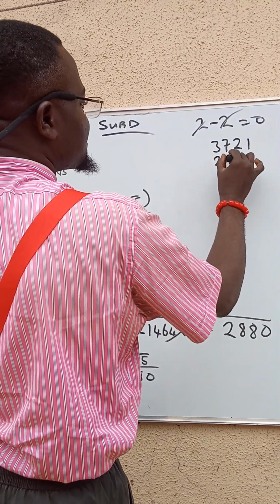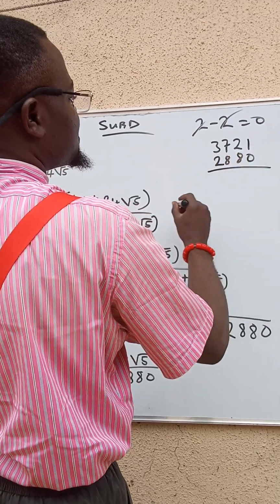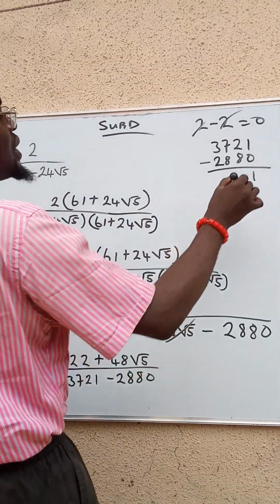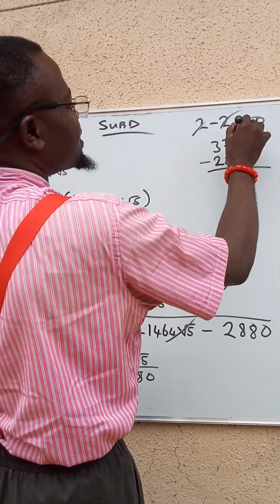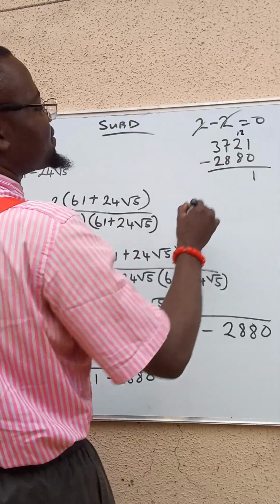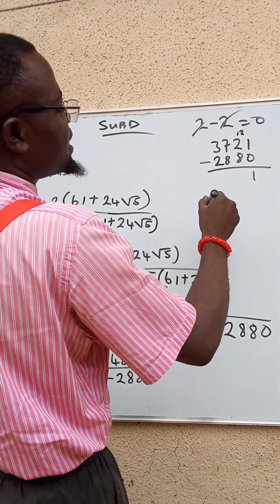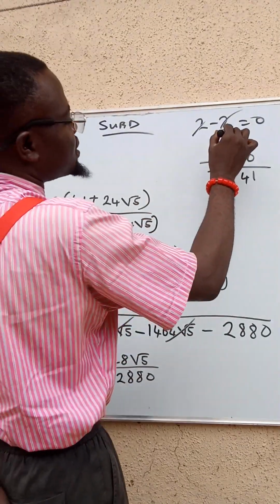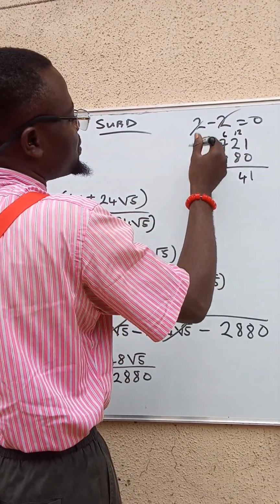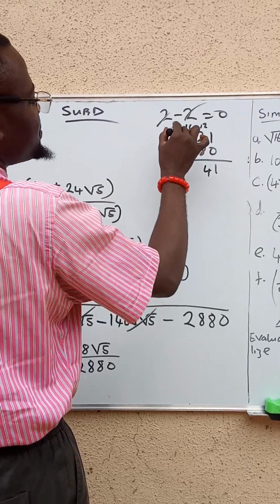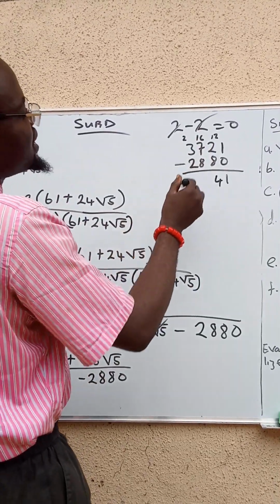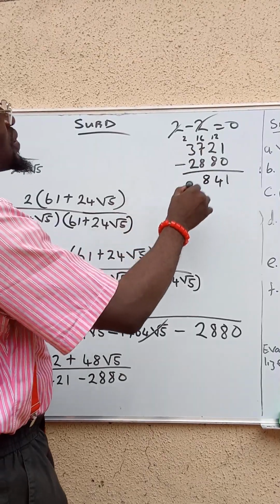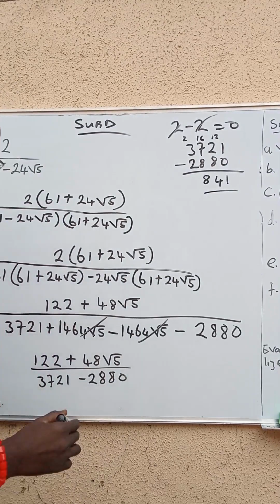Yes, and we have 3721, then 2880. You put it in this way. 1 minus 0 is 1. This 2 cannot take from here. This becomes 12. 12 minus 8 is 4. This becomes what? 6. So you carry 1 from here, this becomes 16. And remember, this becomes 2. So 16 minus 8 is 8. And 2 minus 2 is 0. So you have this. Good.